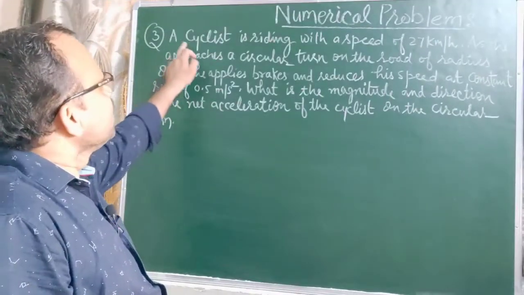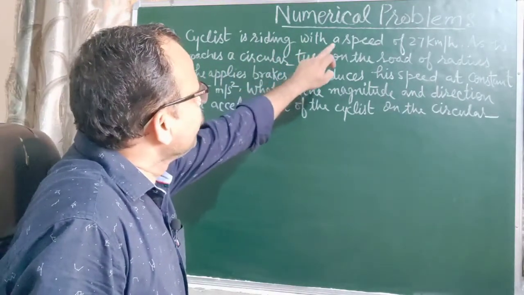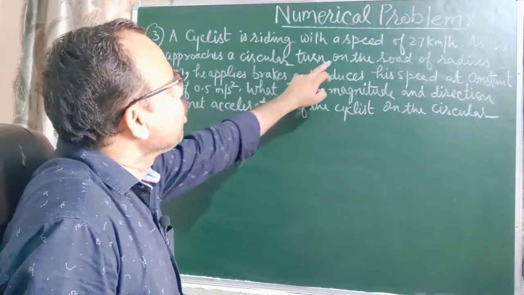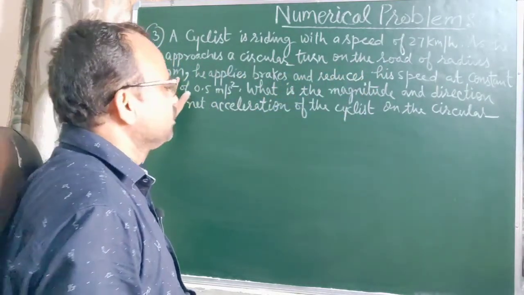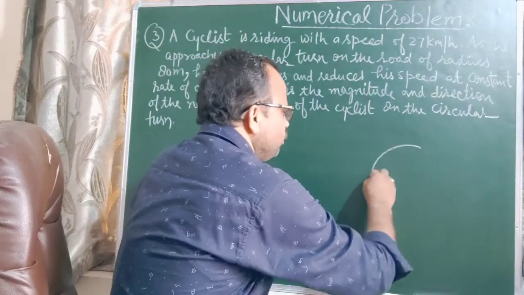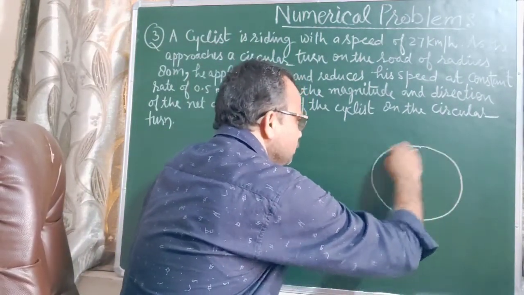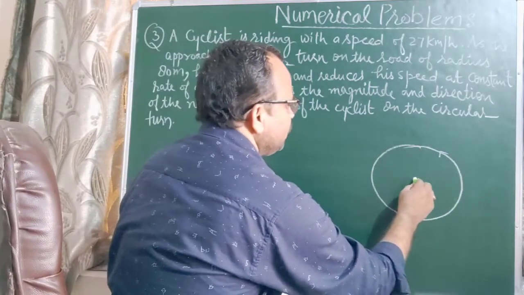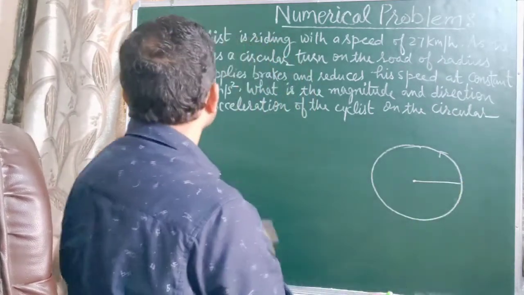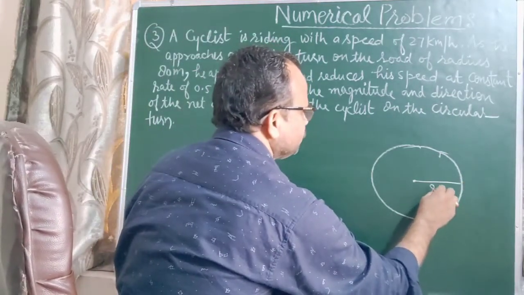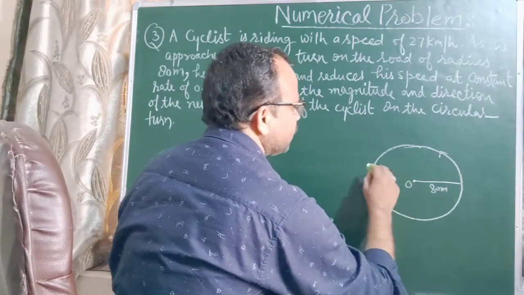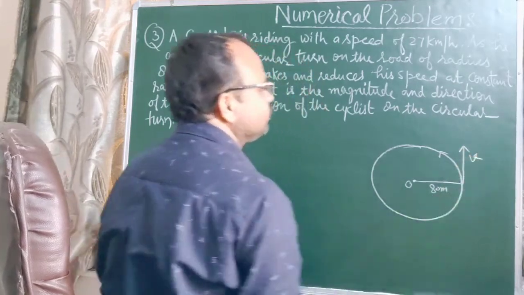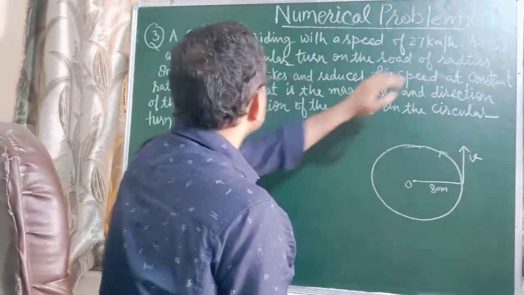The next problem: a cyclist is riding with a speed of 27 km per hour as he approaches a circular turn on the road of radius 80 meter. Meaning the cyclist is moving on a circular path in this direction, suppose in anti-clockwise direction, and this is the radius of the circular path, and the radius is given as 80 meter. This is the center, and the velocity is along the tangent.